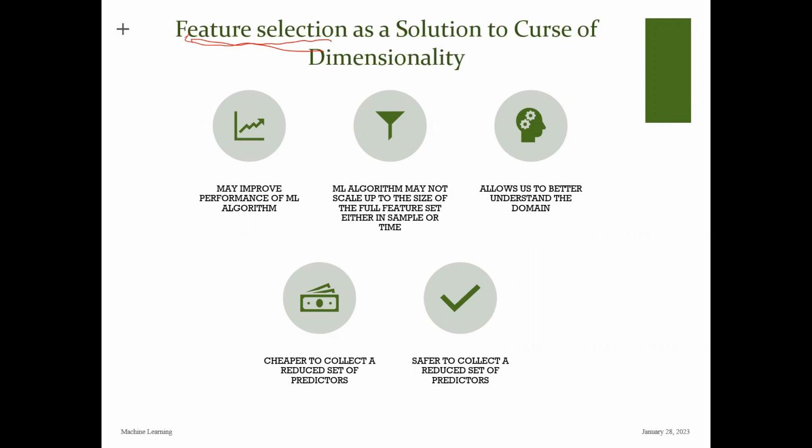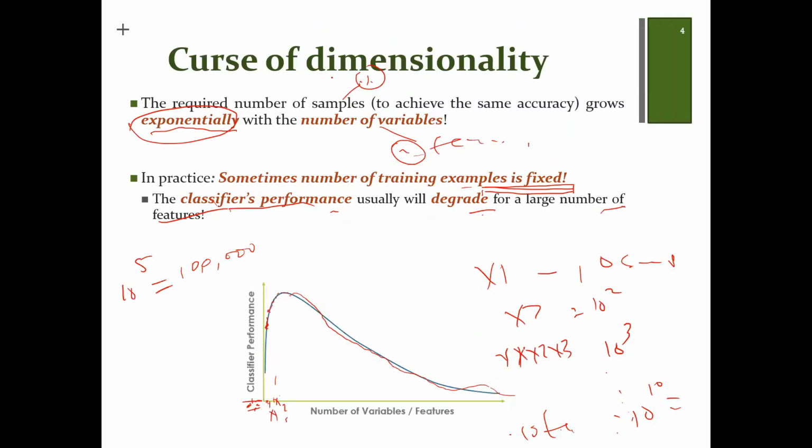So with appropriately deployed feature selection, you can be able to solve the cost of dimensionality problem. There are several advantages of feature selection. For example, it could improve the performance of machine learning algorithms, for sure. Because once you select the number of features, you can see that as you increase the number of variables, there's a possibility that the performance can degrade, can go down. So being able to remove unnecessary features.